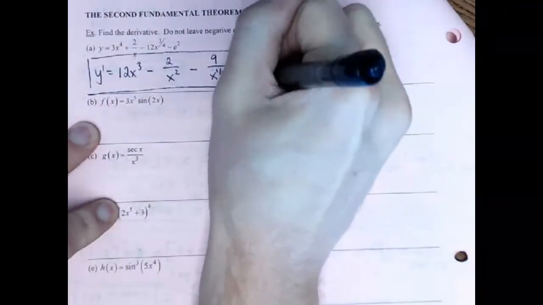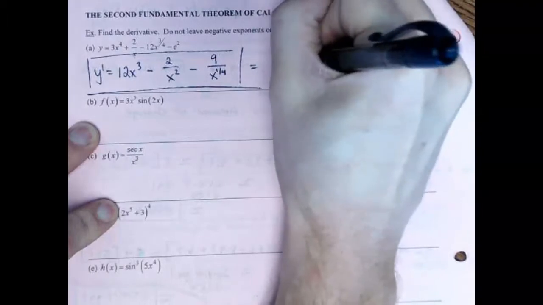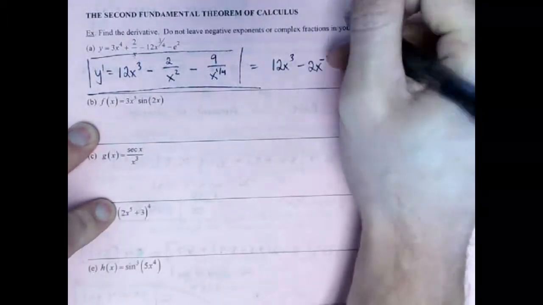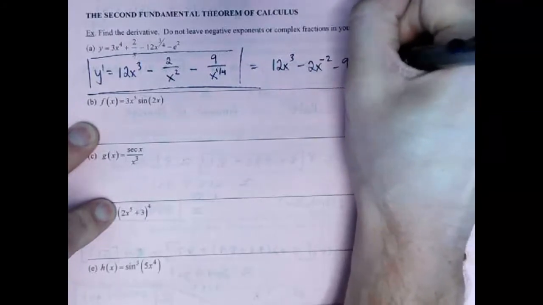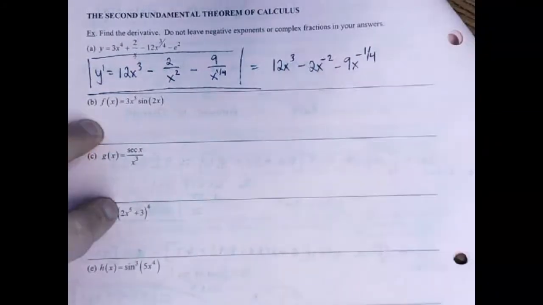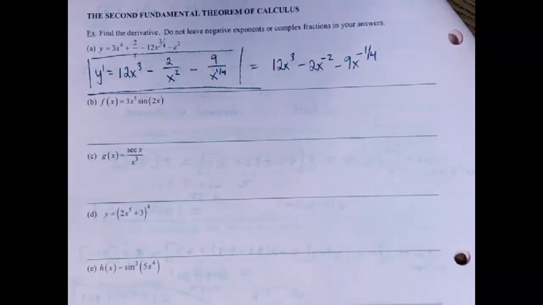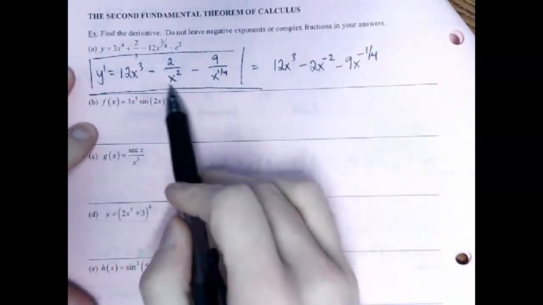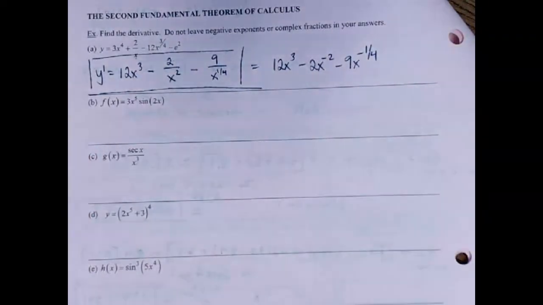If you wanted to leave it with the negative exponents, that would be fine. Minus 2x to the negative second minus 9x to the negative 1/4. That would be perfectly okay. I don't really care which one you do. The instructions say don't leave the negative exponents. Okay, I don't really care. If it says something like this on the AP exam, then for sure get it like this. But honestly, for the notes and for the homework, I don't really care.